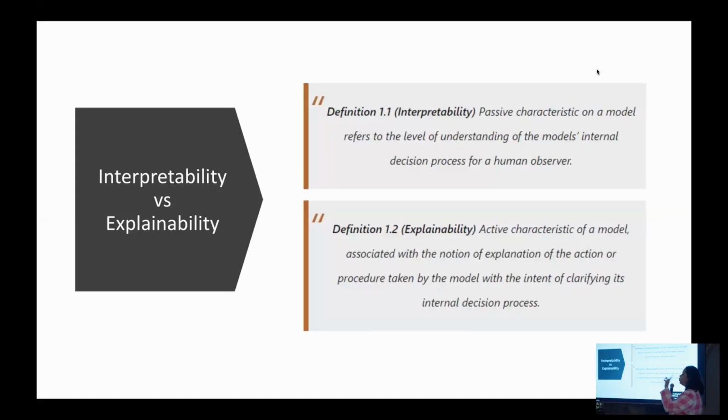Now, there are two terms that are often used interchangeably. There are a lot of terms in this explainable AI domain, and there are no distinct boundaries right now. The two terms are interpretability and explainability. Although they can be used interchangeably, there is still a certain boundary between these two terms, right?